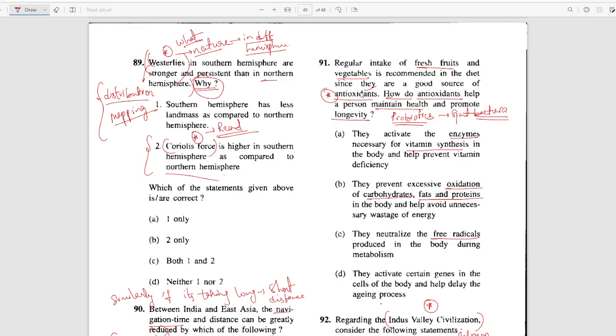Next question is the 91st question. Regular intake of fresh fruits and vegetables is recommended in the diet since they are a good source of antioxidants. How do antioxidants help a person maintain health and promote longevity? Longevity.